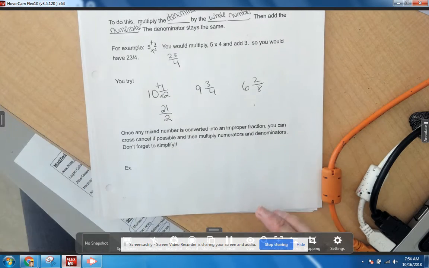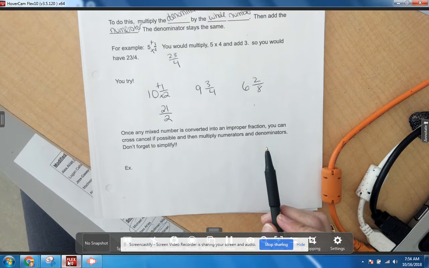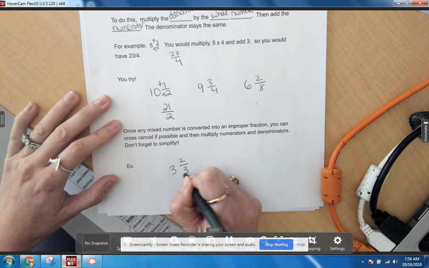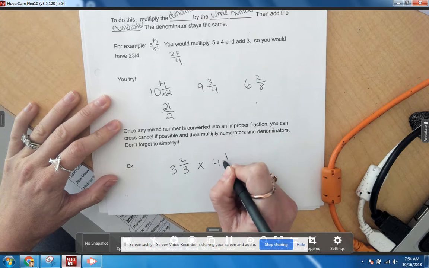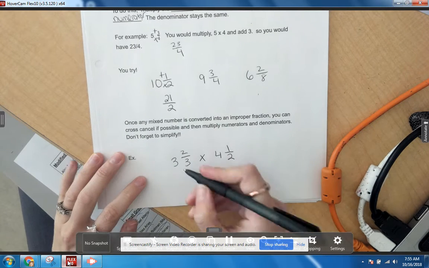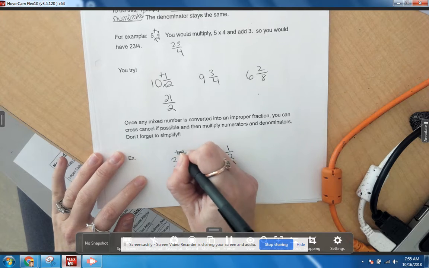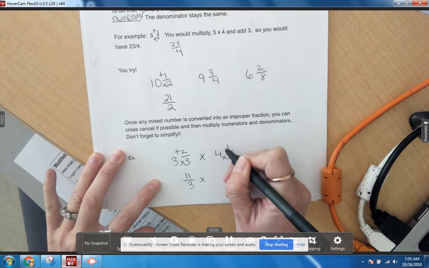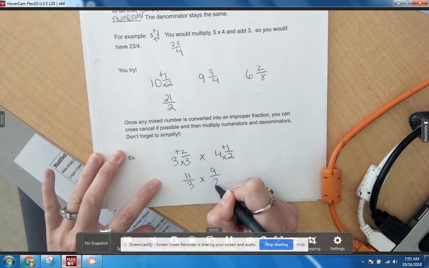Okay, once you've made your mixed numbers into improper fractions, you do the same thing we did yesterday. You see if you can cross cancel and then you multiply across. So let's say we have 3 2/3 and we want to multiply it by 4 1/2. So I have two mixed numbers. Step 1, make them improper. So 3 times 3 is 9, plus 2 is 11, so I have 11/3. 4 times 2 is 8, plus 1 is 9, so I have 9/2.